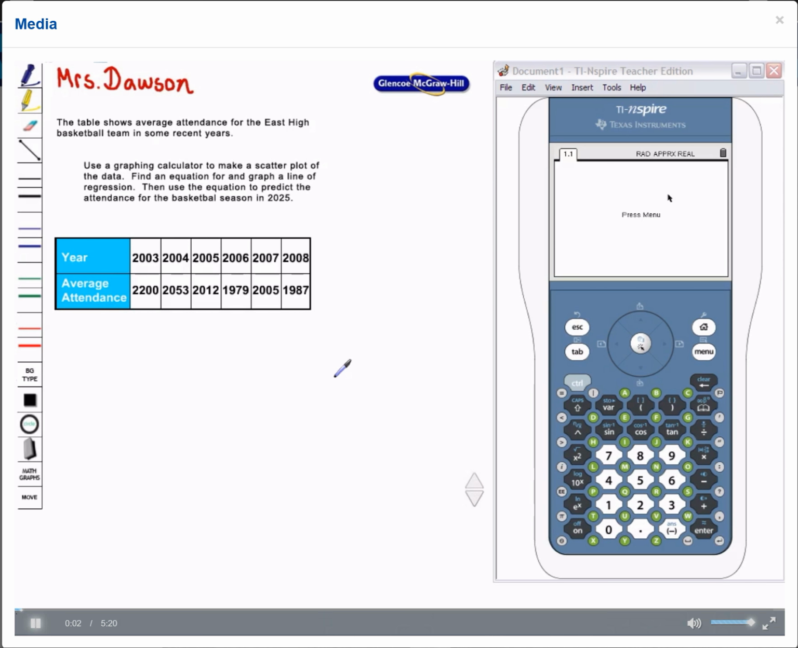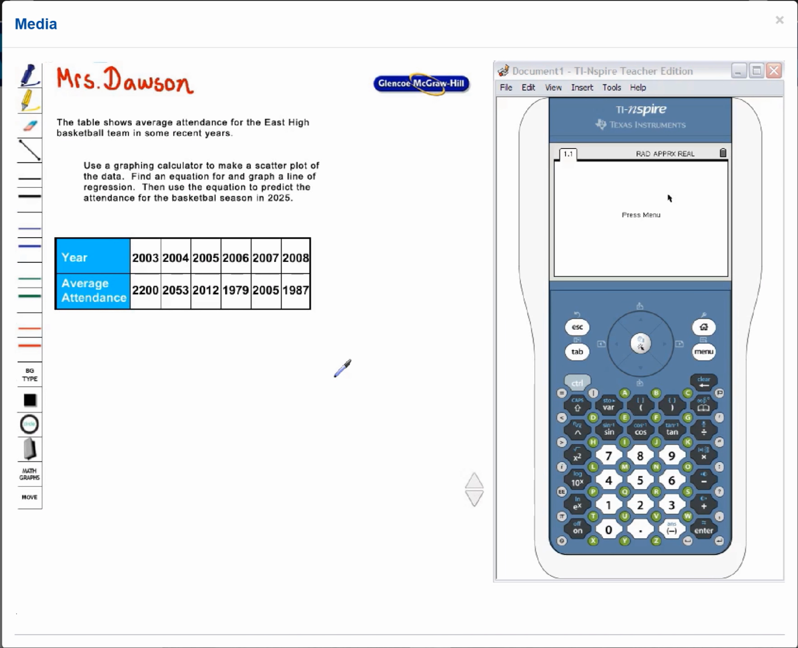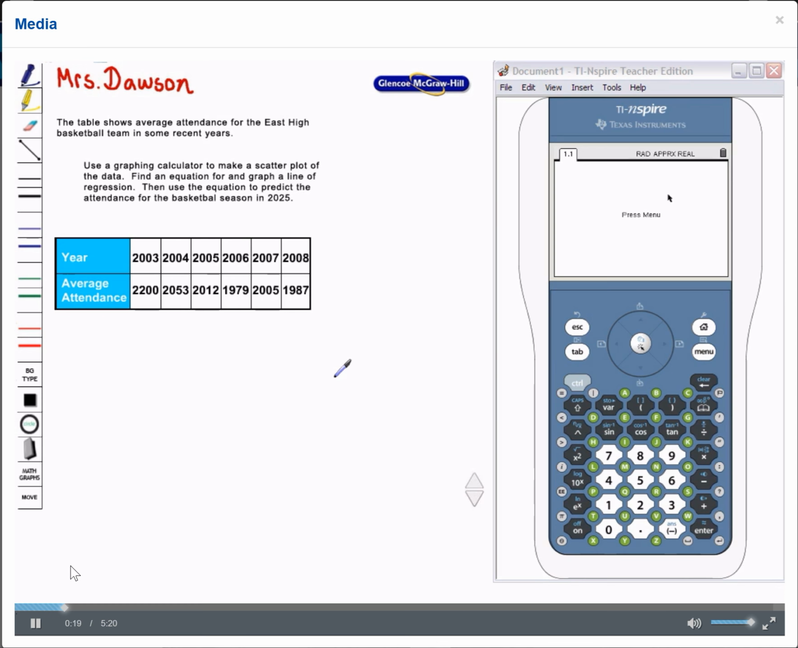This is Mrs. Dawson. The table shows average attendance for the East High basketball team in some recent years. Use a graphing calculator to make a scatter plot of the data. Find an equation for and graph a line of regression. Then use the equation to predict the attendance for the basketball season in 2025.